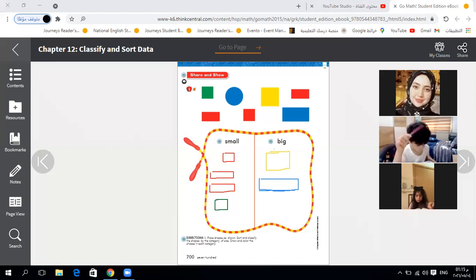Okay, so we have the square, we have the rectangle. Now we have a circle. Yes, Amir. Look at the circle here. Can you tell me if the circle is big or small? Small. It's almost big. Okay, Amir, it's almost big.